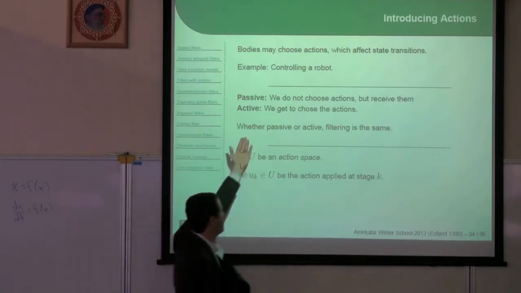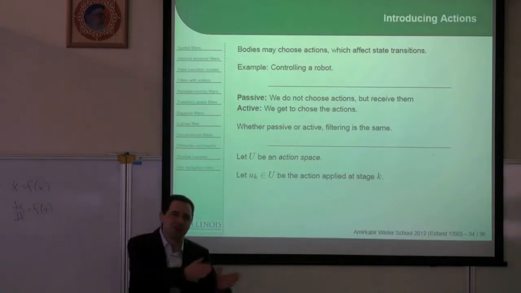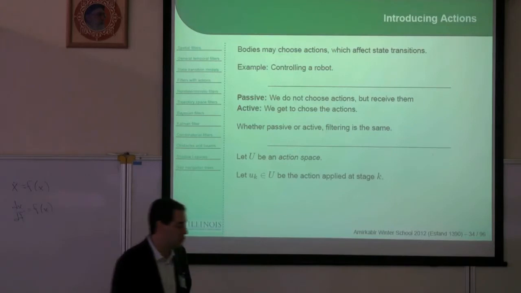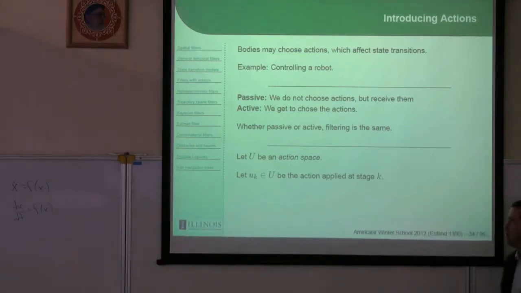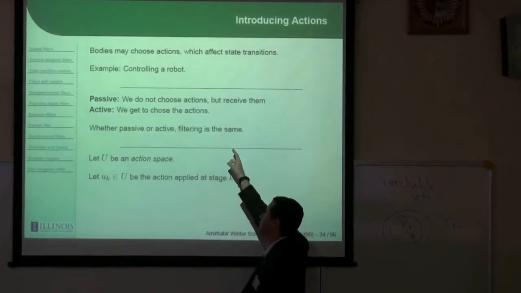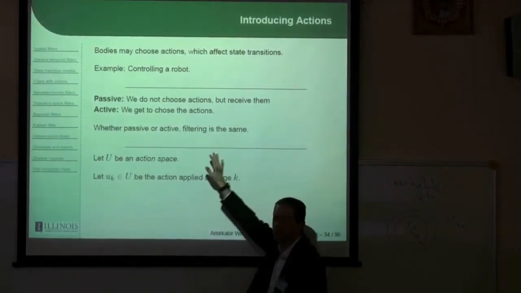The other case is active, where you actually get to choose the actions. You can make the set of next states, if you like, or the probability distribution over future states, depend on your actions, and you get to choose them. To me, that looks more like planning, and that'll be coming later in the course. But in either one of these cases, whether you get to be active or you just have to be passive, the filtering problem looks the same.